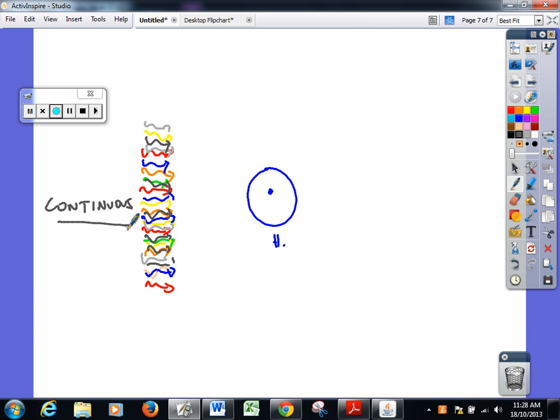Now, there's not just one atom of hydrogen here. There is a whole lot of hydrogen atoms.